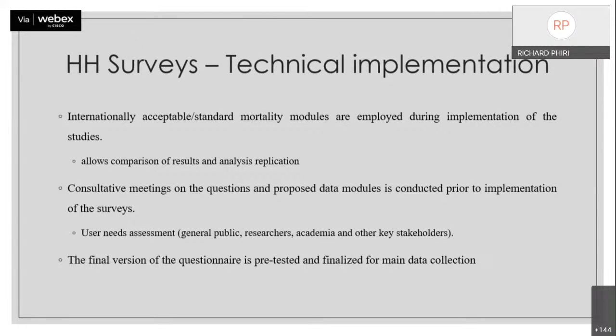Moving on to the household surveys, in terms of technical implementation, we try to use international standards so that the results are comparable, and we could easily duplicate if need be. We do consultative meetings and propose the modules which we plan to administer during the survey, and also do some user needs assessment, because in Malawi, much as the NSO has the mandate to produce official statistics, there are also other data users and data producers who benefit from the data which we collect.